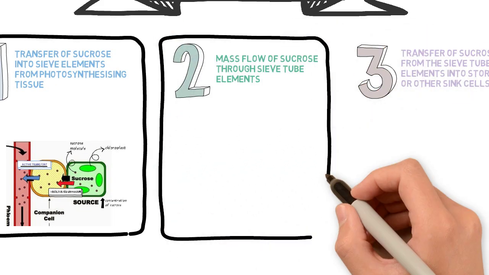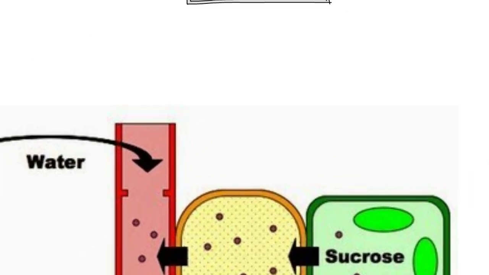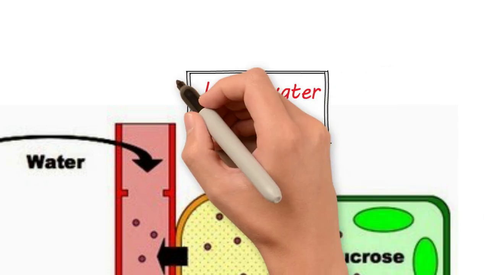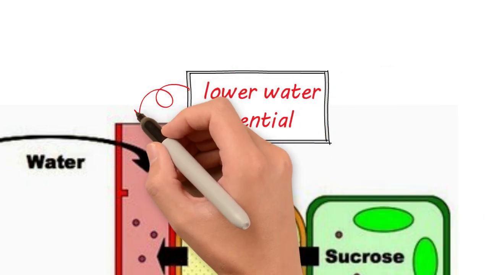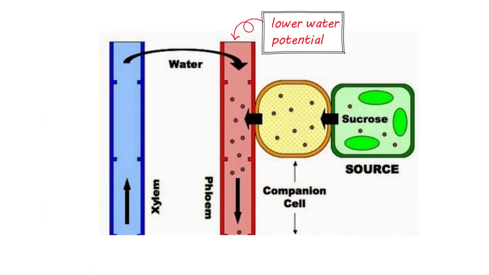Now that sucrose is in the phloem, we go on to the second element of the mass flow theory. The presence of new sucrose in the sieve tube elements cause the phloem to have a lower water potential or more negative water potential. This is because we're adding more impurities to the phloem in the form of sucrose, and so the contents of the phloem is becoming less and less like pure water, aka a water potential closer to 0.